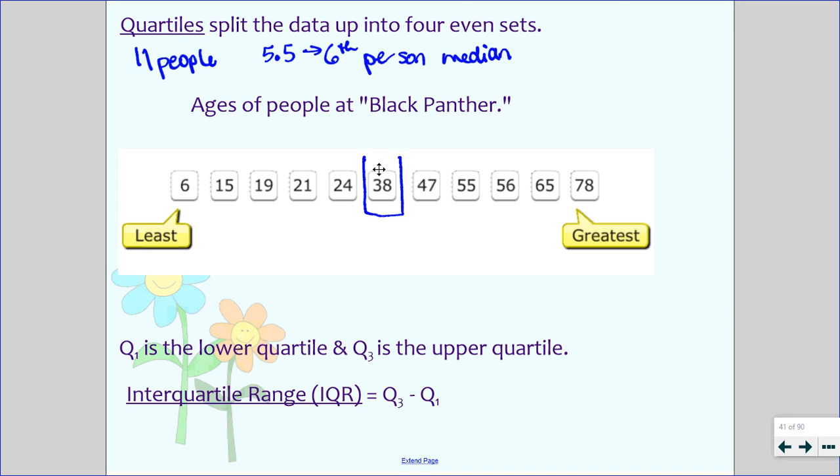So what I'm going to do when my median is a number, I put a box around that number to denote that person splits the data in half. So if you are younger than that, you are part of the lower half of the ages or the younger group of people. And if you are above that age, above 38, you're going to be part of the upper half of the data. So the first step into splitting things up into quartiles is you find the median.